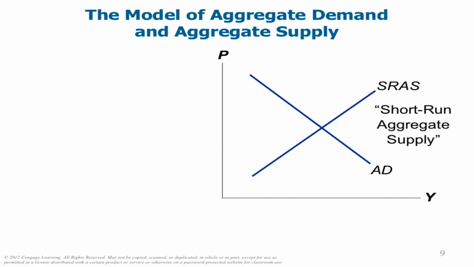The supply curve. Short run aggregate supply looks a lot like your supply curves of the past, but pay attention to its label: SRAS, short run aggregate supply.